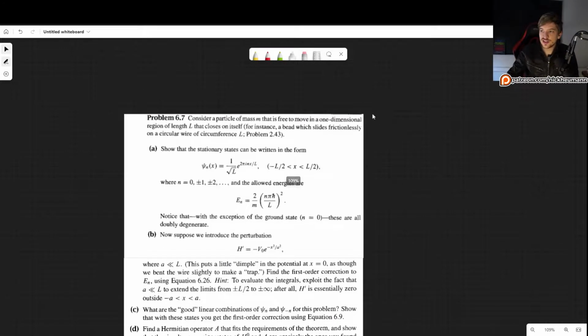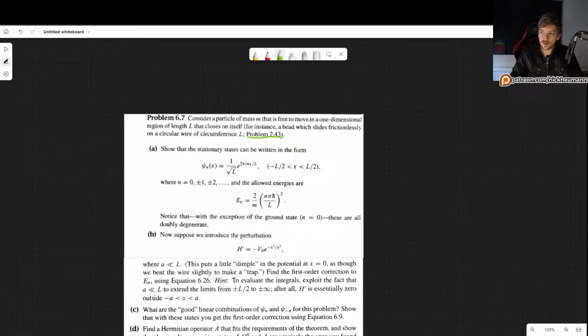It says, consider a particle of mass m that is free to move in a one-dimensional region of length L that closes on itself. For instance, a bead which slides frictionlessly on a circular wire of circumference L. And this is the same situation that we saw in problem 2.43.